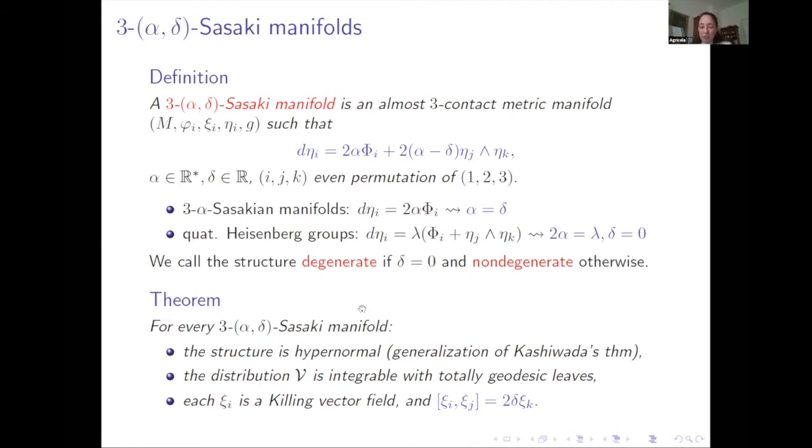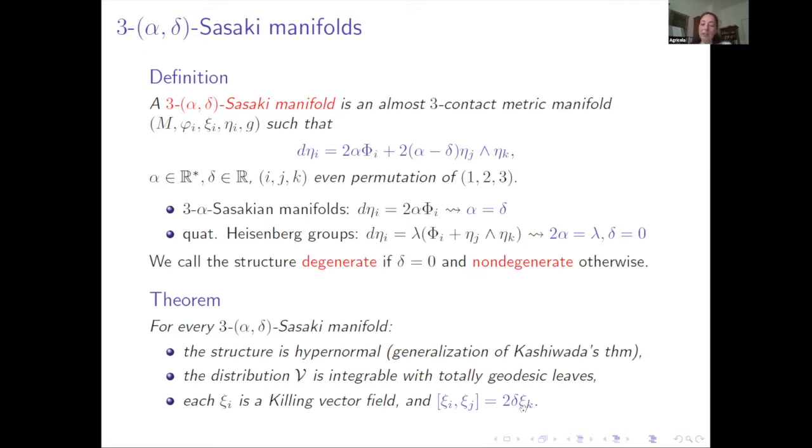And the summary of quite a few pages of calculations is that by adding this extra term, you get a huge class of manifolds, but still nice properties. Namely, for every phi alpha delta Sasaki manifold, first, the structure is hypernormal again. So we get a generalization of Kashiwada's theorem, which only treated the case alpha equal to delta. The distribution V is integrable with totally geodesic leaves. The Reeb vector fields have to be Killing, just as in the Sasaki case, and xi I times xi j is actually twice delta times xi k.